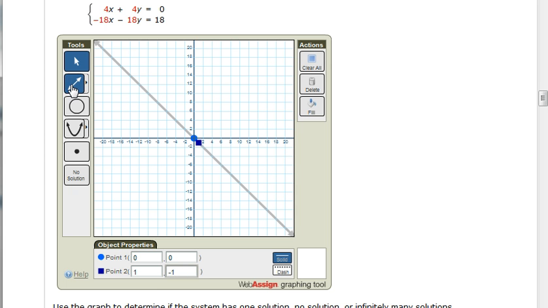For the second equation, when x equals 0, y equals negative 1. When y equals 0, x equals negative 1.